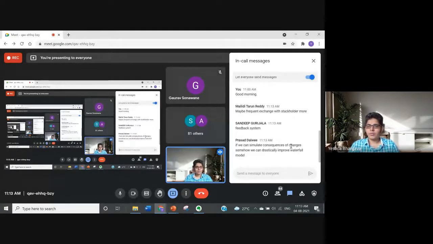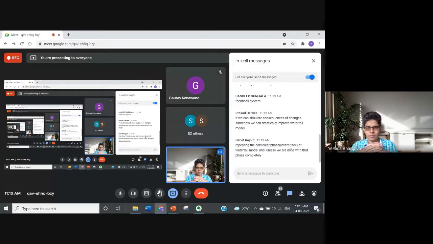Okay, so you could increase your interaction with stakeholders. So Sandeep, when you talk about feedback systems, which feedback would flow from where to where? Which entities would participate in the feedback system? How do you imagine the feedback system going on? So I would want more details on that.